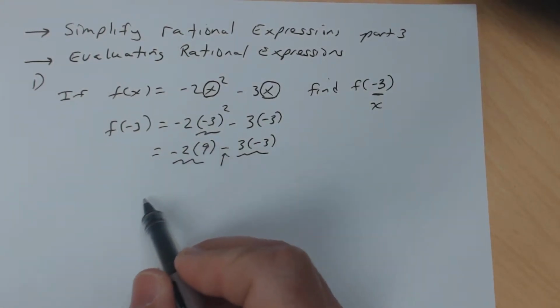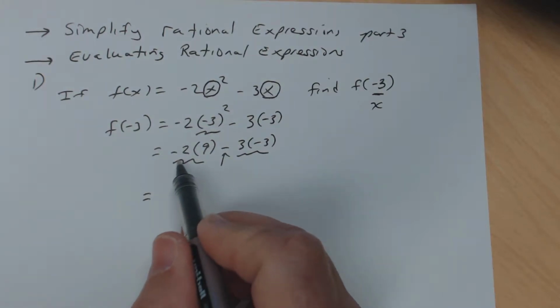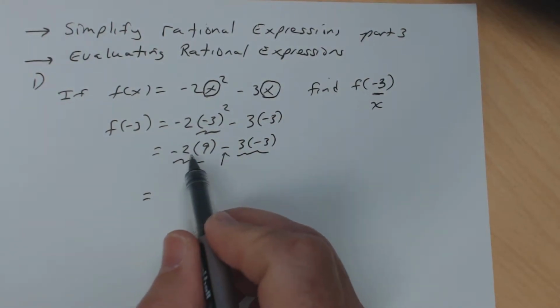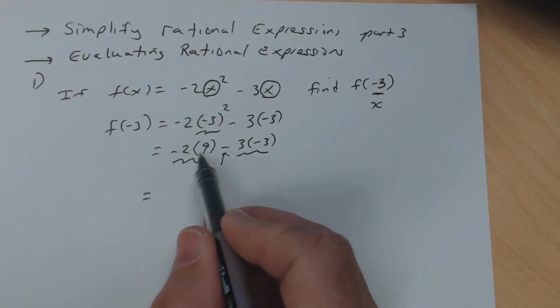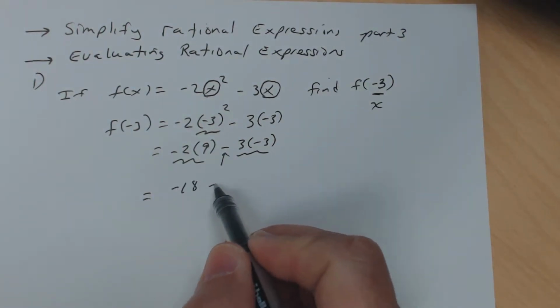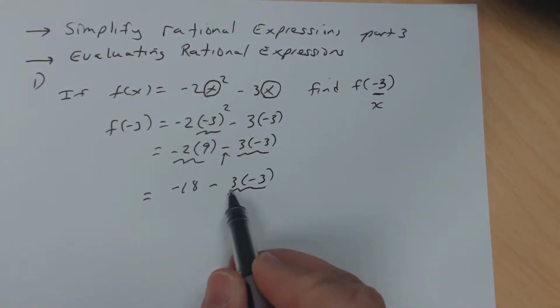So I'm going to do this multiplication first using the order of operations. Remember, please excuse my dear Aunt Sally. So I do multiplication from left to right. Multiplication, division from left to right, although I don't see any division here. So negative 2 times 9 is negative 18, minus 3 times negative 3. So then we do this multiplication.